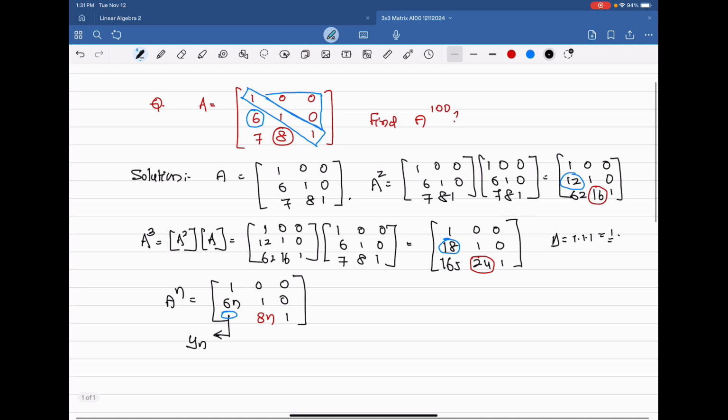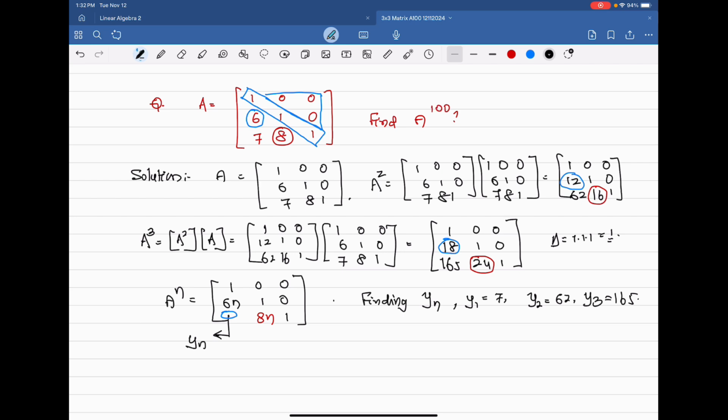Now, from this, how to find? Now, the question is finding yn. Here, let me say y1 is equal to the third element of the first column, which is 7. y2 is equal to, what is y2? 62. y3 is equal to 165. This 7, 62, 165, are they following any series?